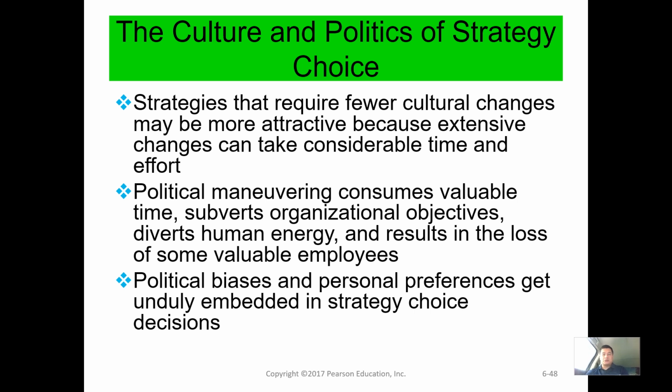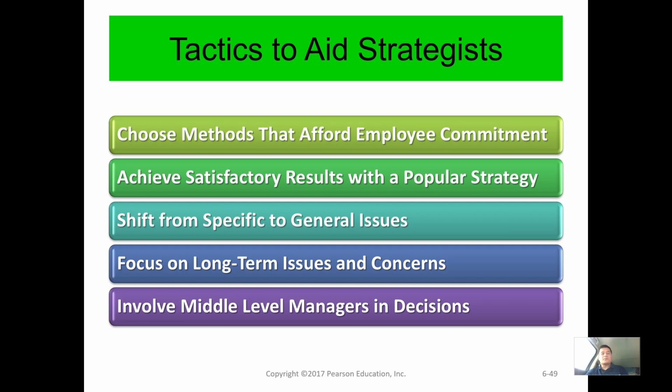So, the culture and politics of strategy choice. That's a very important part of this presentation, I mean the class. Strategies that require fewer cultural changes may be more attractive because extensive changes can take considerable time and effort. Political maneuvering consumes valuable time, subverts organizational objectives, diverts human energy, and results in the loss of some valuable employees. Political bias and personal preferences get unduly embedded in strategy choice decisions.